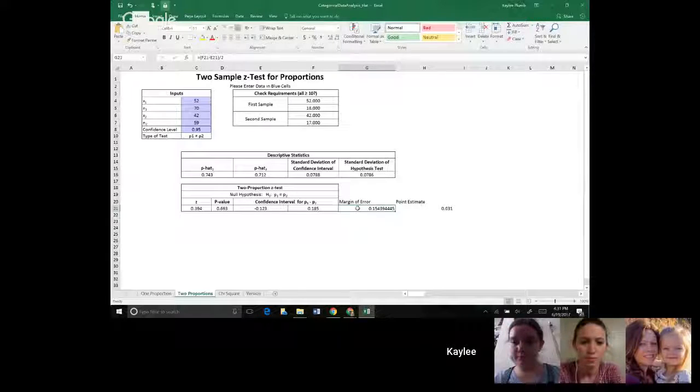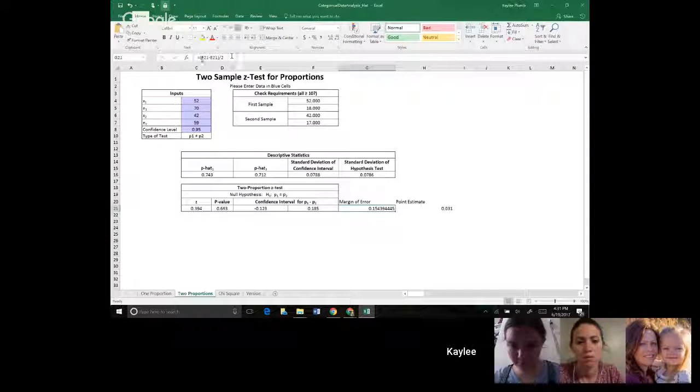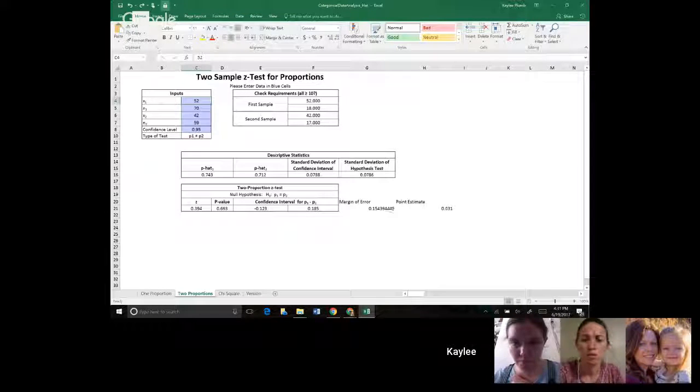So I did a screen share so you can see the equation that I used for the margin of error. If you just do minus and then click on the box, it takes care of everything for you. So you just put in the equation. And if I change one of these numbers, like if I change 52 to 60, it's going to change my margin of error and point estimate for me automatically. So I don't have to worry about changing it anymore.